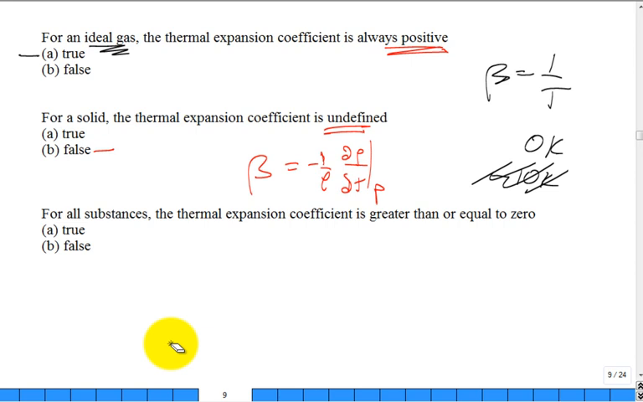all substances, the thermal expansion coefficient is greater than or equal to zero for all substances. True or false? False. We just saw where it was negative.